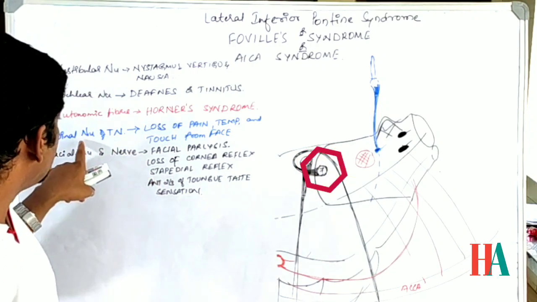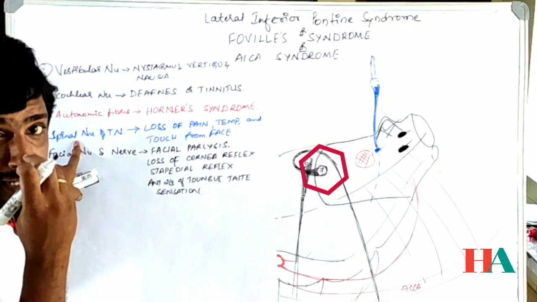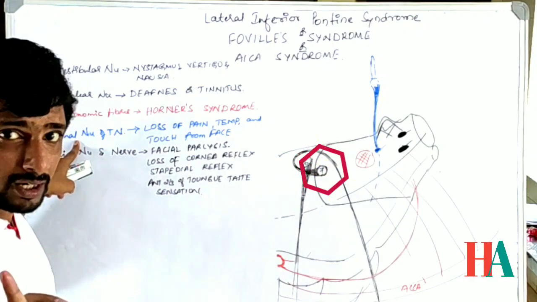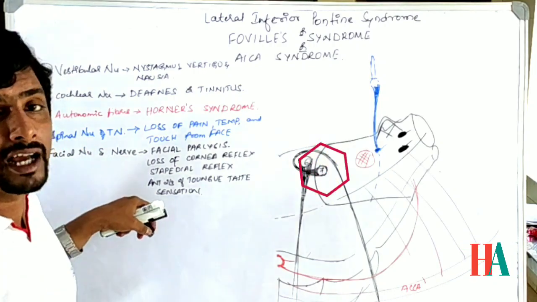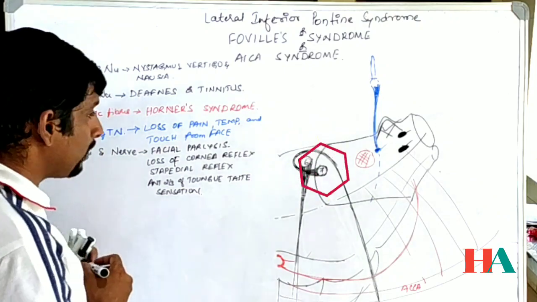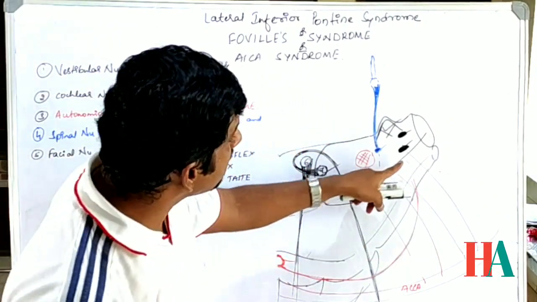But here, what we see is that the spinal nucleus is involved, which takes the temperature and touch sensation from the tongue. But it is not going to be lost totally; the tongue doesn't lose touch, temperature, pain, and taste sensations entirely. Okay, so this is also over. This and this are over. Then what is left out?